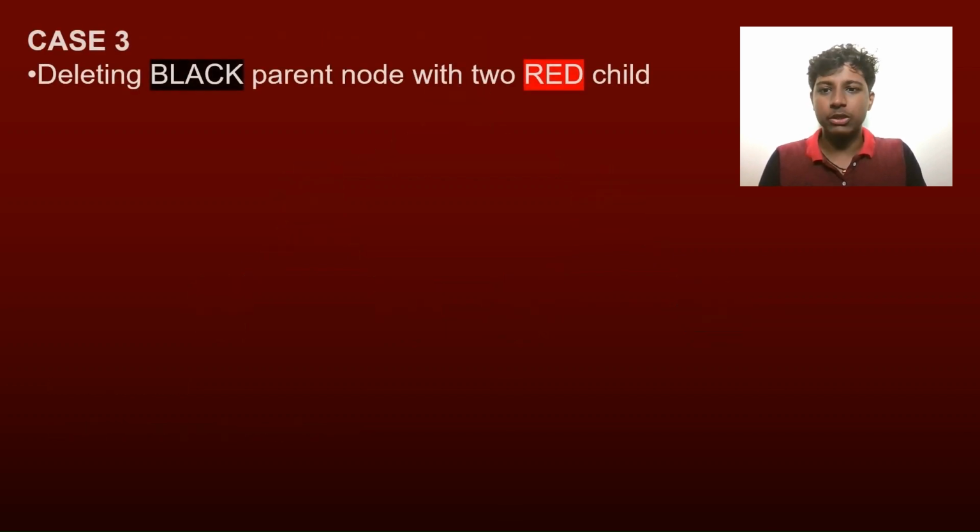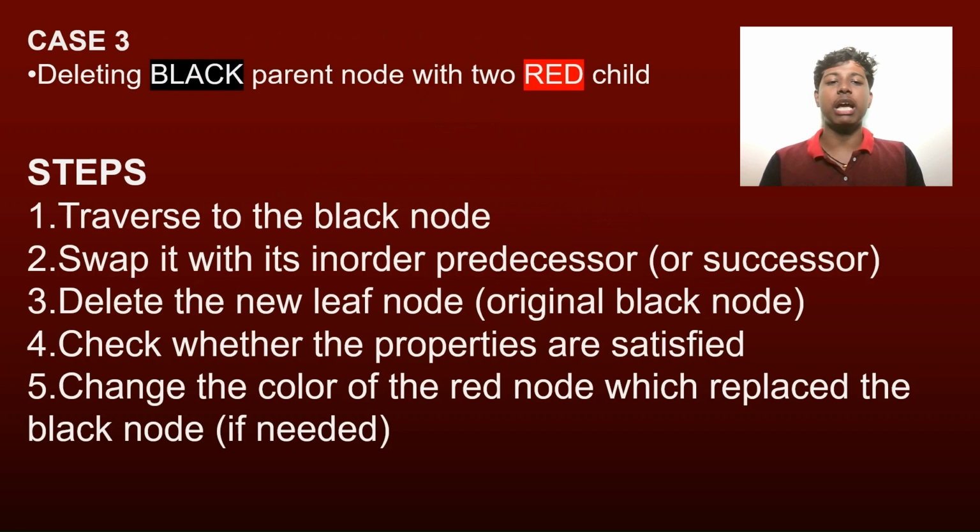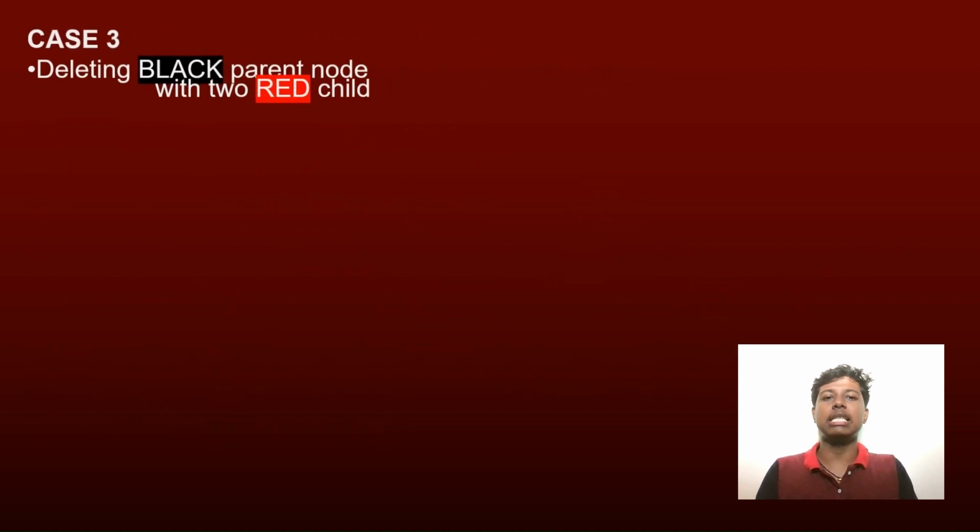Now let us come back to the cases. After we have swapped it, we have to delete the new leaf node and we will check whether the properties are satisfied. Usually it is not satisfied, and when it is not satisfied, we just need to change the color as we did in the previous case. Let us look at the example.